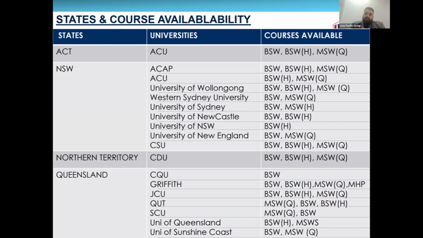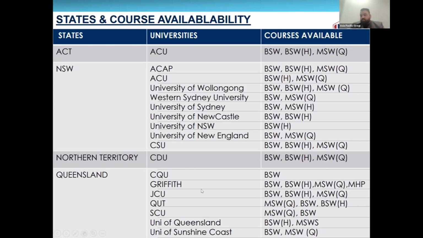Master of Social Work Qualifying means that you must have completed that 1 year of full-time study, which we discussed in the previous slide. You must have it as a background to go into the qualifying course. In NSW, there are a bunch of universities where you can study, from private colleges like ACAB to the University of Sydney or UNSW, and they all offer social work courses. Keep in mind the honors course will be 4 years, whereas a normal Bachelor of Social Work will be 3 years. In the Northern Territory, CDU offers all 3 courses.